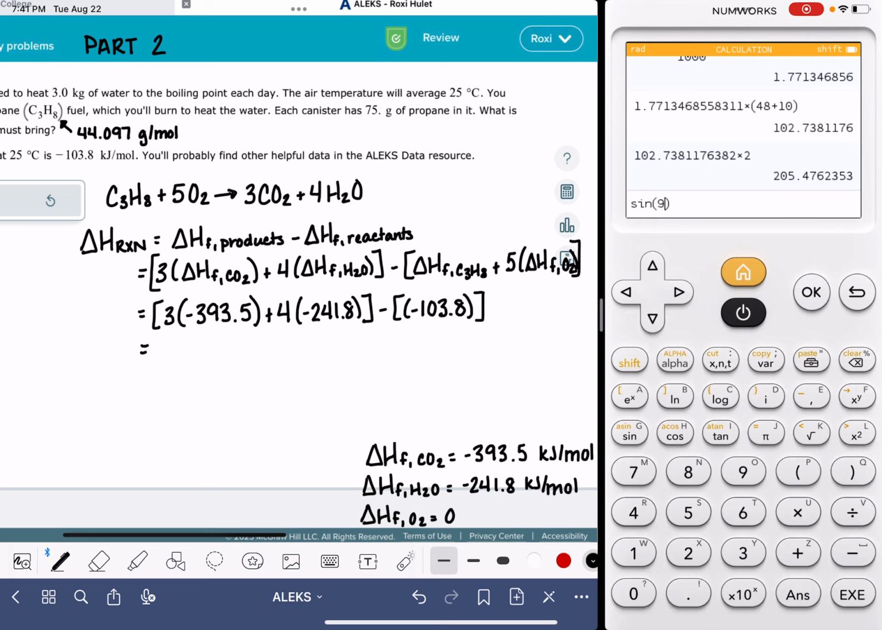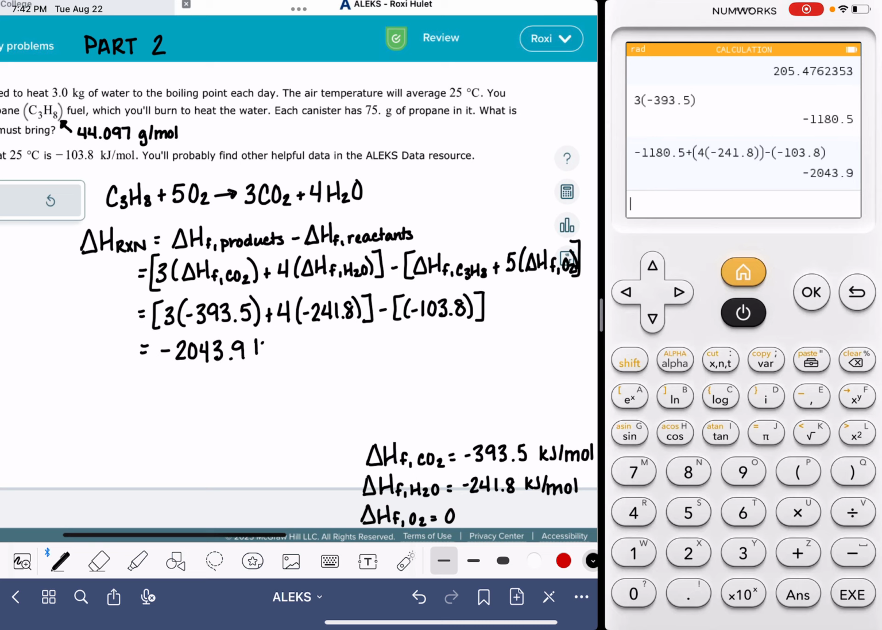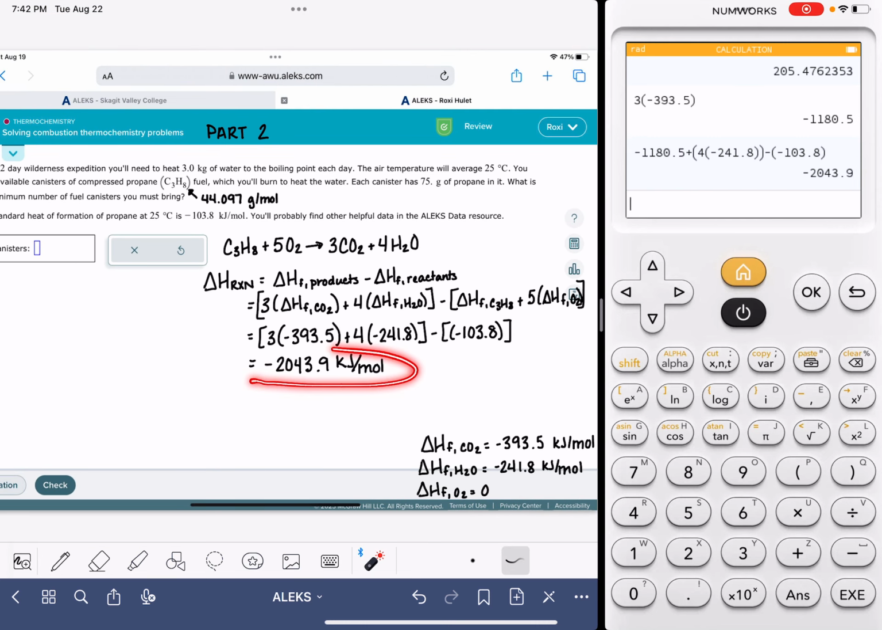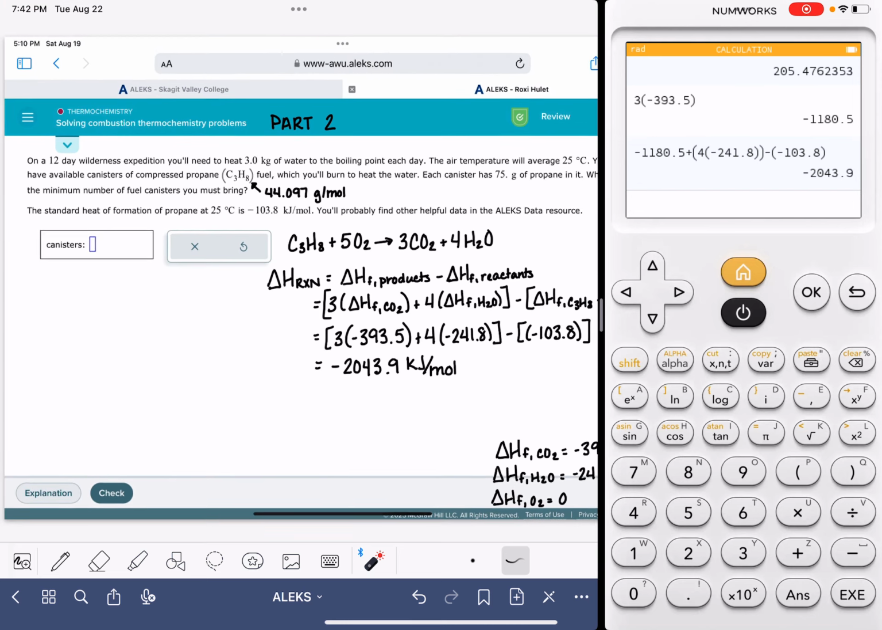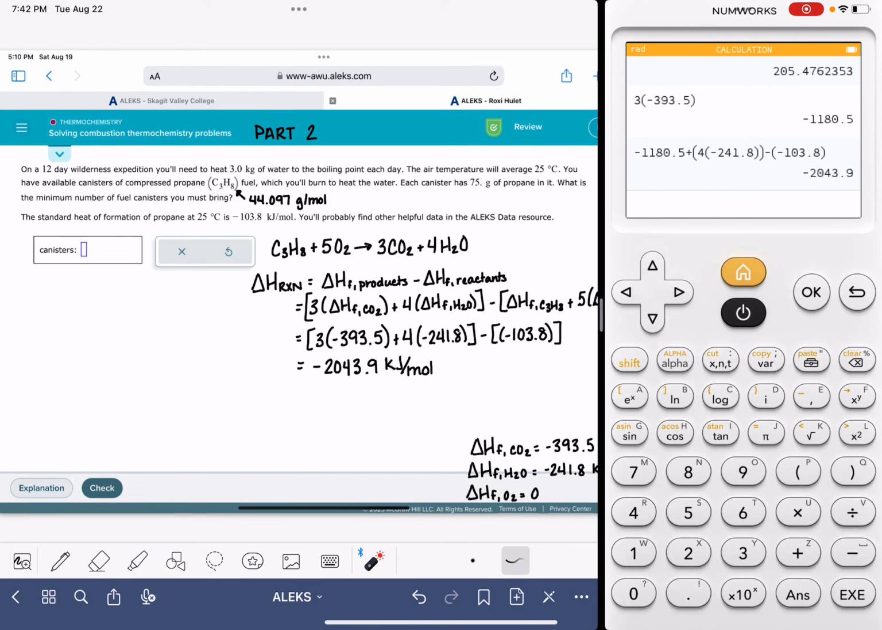And then let's just continue carrying out the math here. 3 times negative 393.5 plus 4 times negative 241.8 minus a negative 103.8. This is going to give us the enthalpy of the reaction, negative 2043.9. I'm going to bring those units back, kilojoules per mole. So again, what we've done is calculated the amount of energy that is released every time this particular reaction takes place.